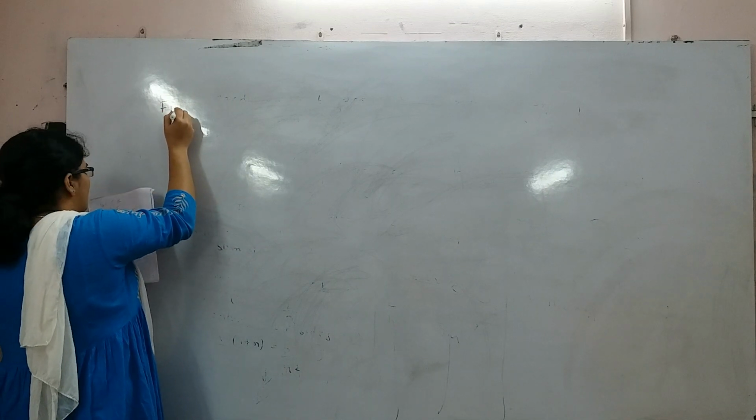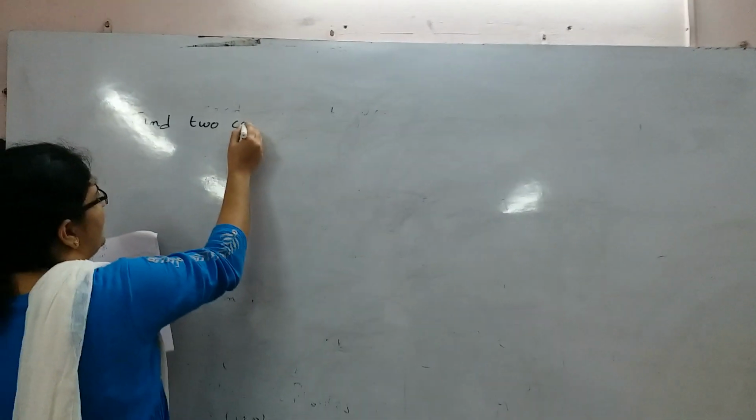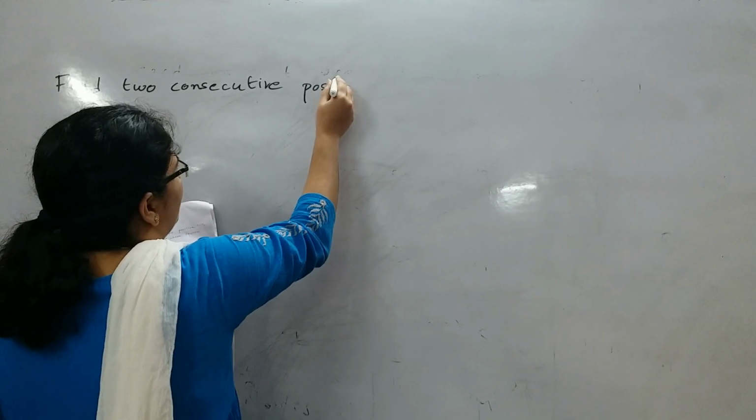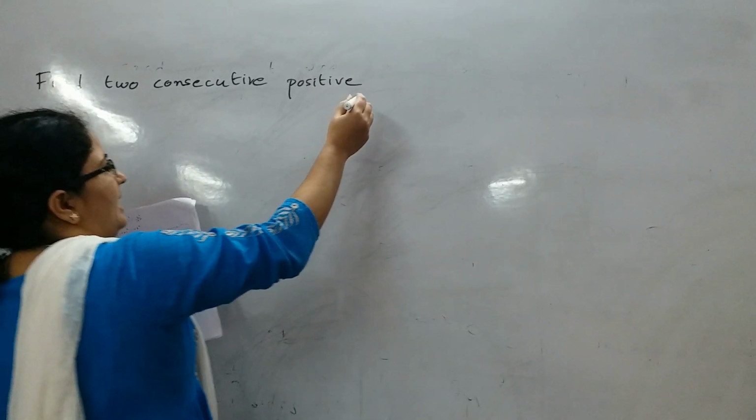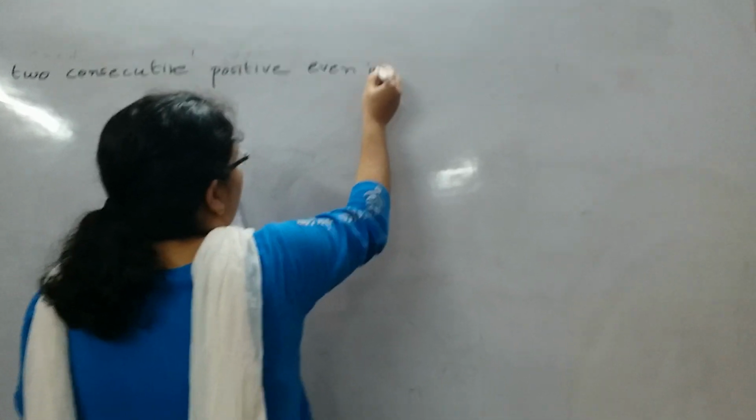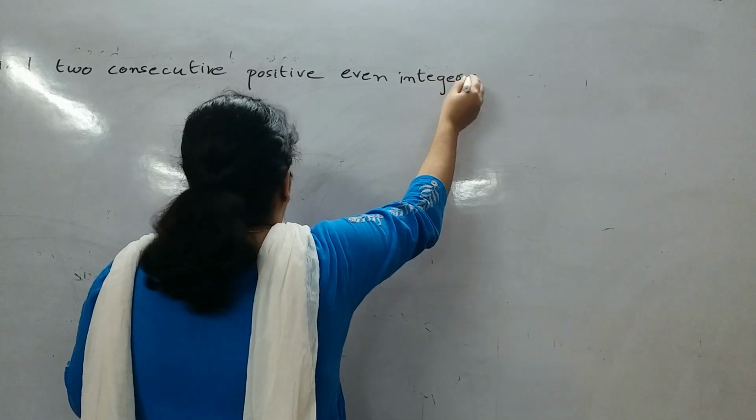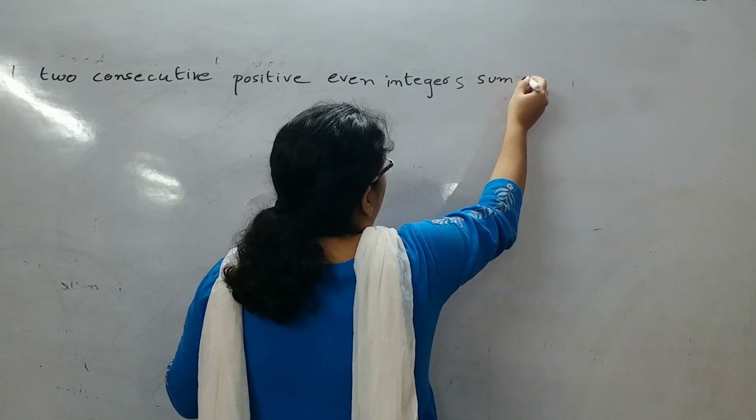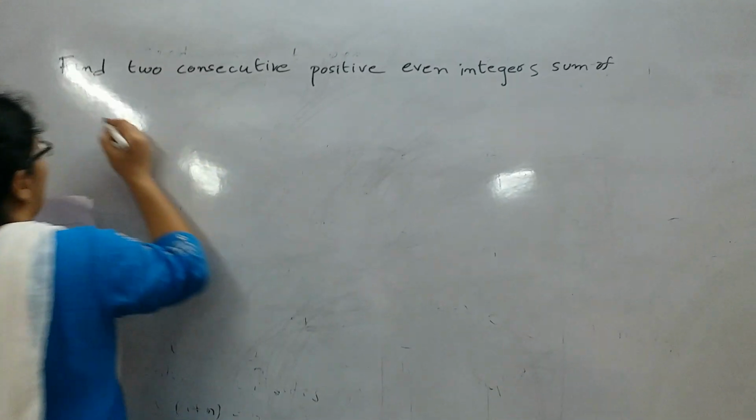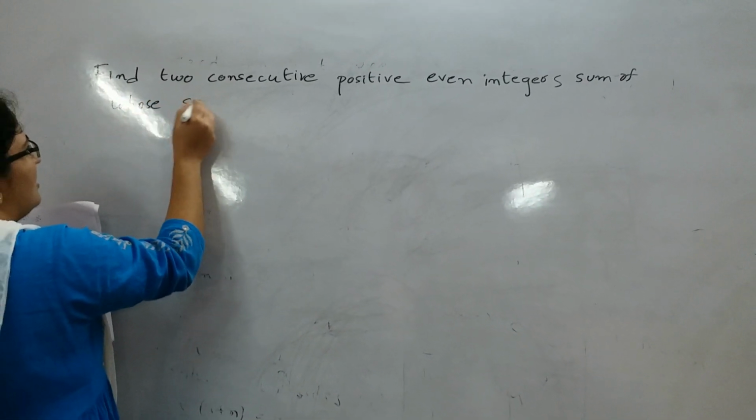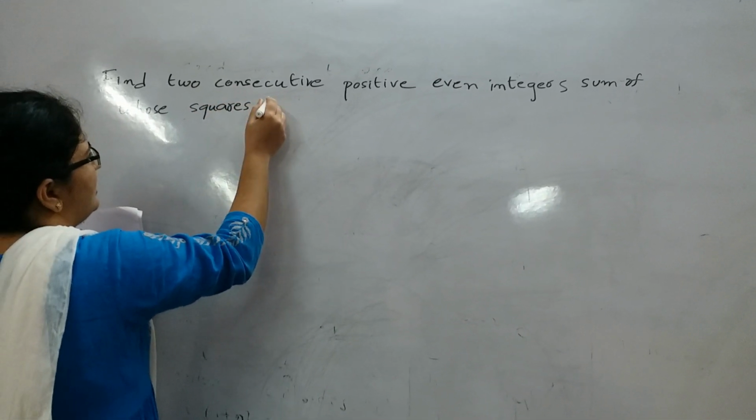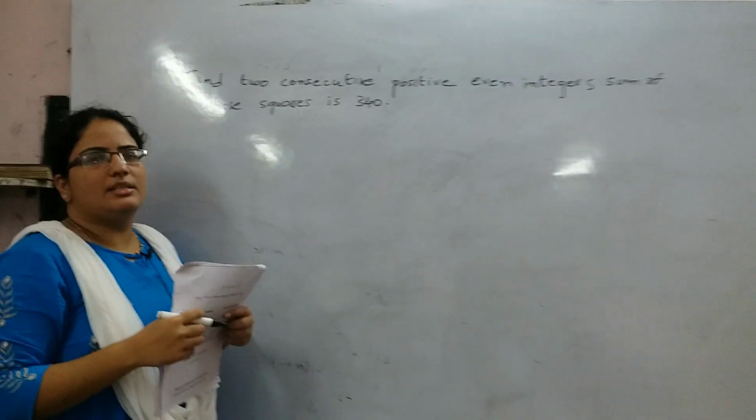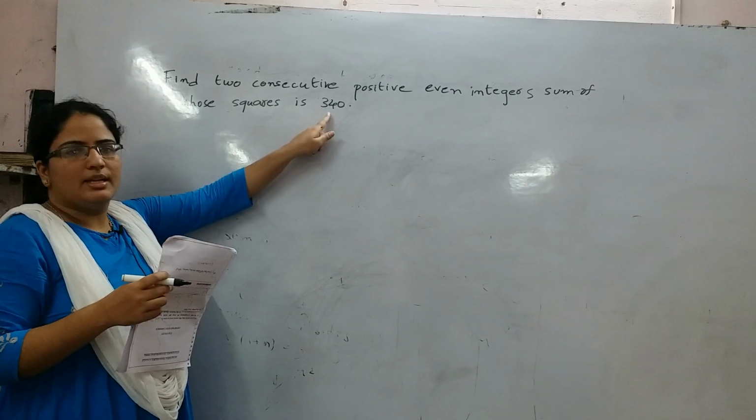Find two consecutive positive even integers whose sum of squares is 340. Now you need to find two positive integers whose sum of squares is 340.